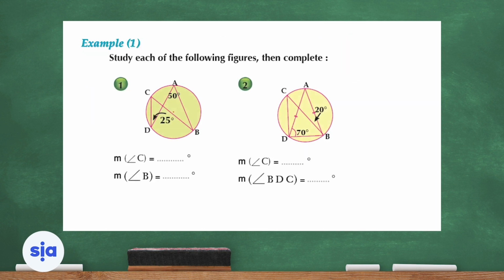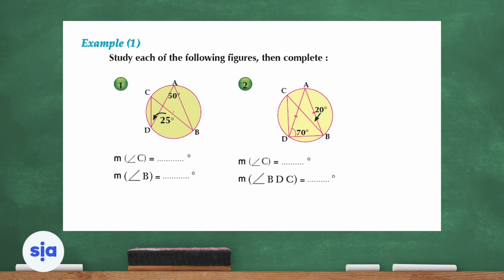Example 1. The question is asking us to find the measure of angle C and angle B for the first circle, and the measure of angle C and angle BDC for the second circle.